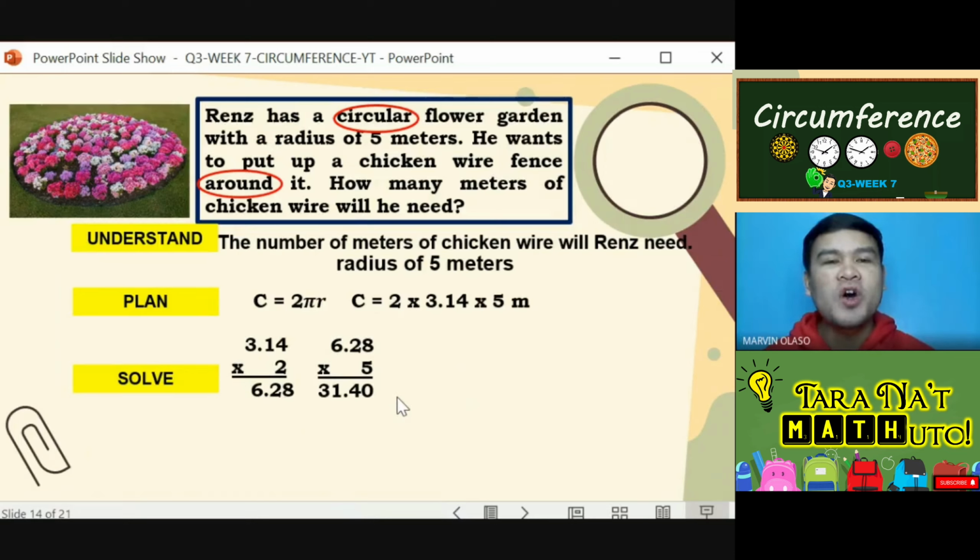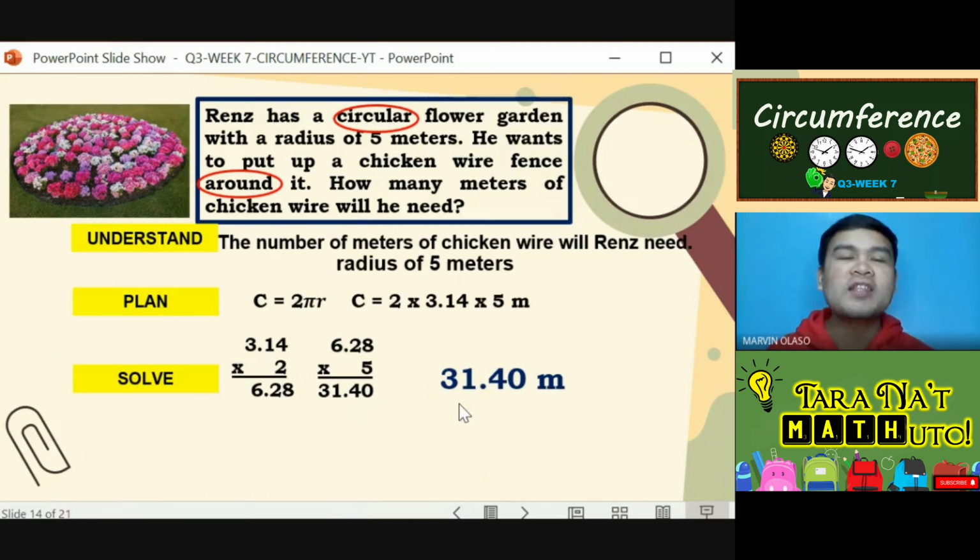6.28 times the value of the radius, which is 5. 628 times 5, we have 3,140. So, put the decimal point. That's why we have 31.40 or 31 and 40 hundredths. So, that is now the circumference, 31 and 40 hundredths meters.